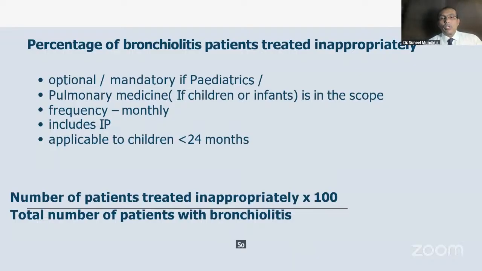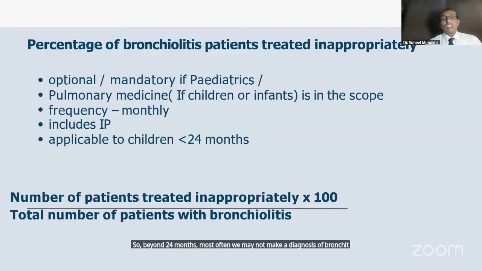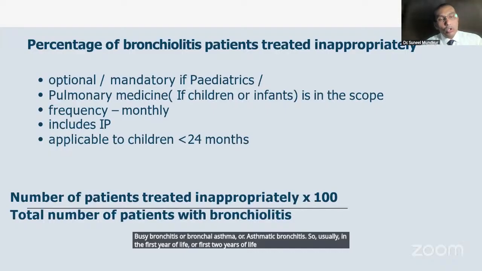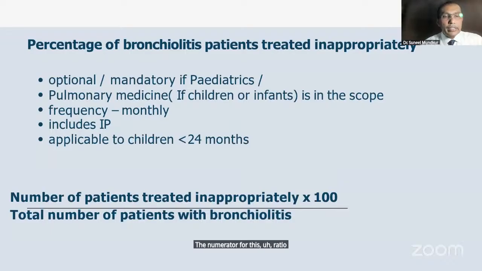Beyond 24 months, most often we may not make a diagnosis of bronchiolitis. We make it into wheezy bronchitis or bronchial asthma or asthmatic bronchitis. Usually in the first year or first 2 years of life, we make a diagnosis of bronchiolitis. The numerator for this indicator is the number of patients treated inappropriately into 100, divided by the total number of patients with bronchiolitis. Ultimately, you need to check the total number of bronchiolitis cases.